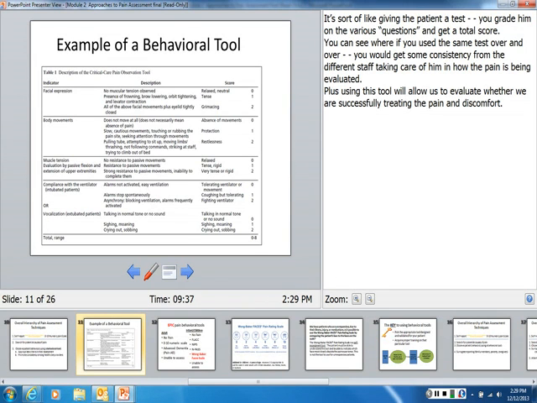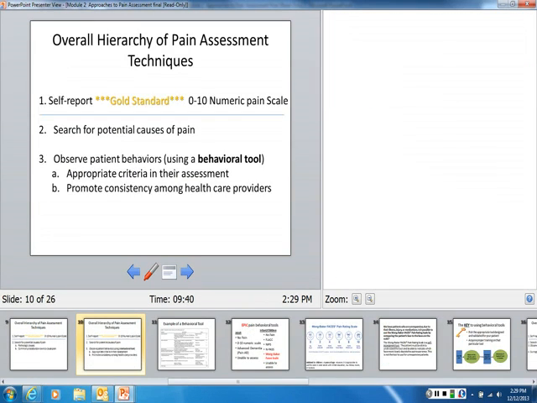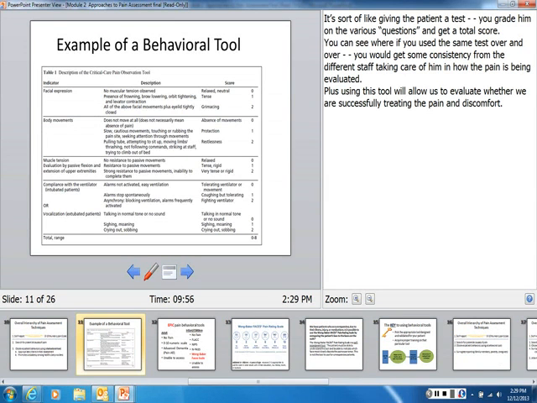You can see where if you use the same test over and over, even if different staff are on, they will use the same test. So it promotes consistency among different healthcare providers in using the same tool. You're all assessing the pain the same way. Plus, using this tool allows us to evaluate whether or not we are successfully treating the pain and discomfort. So you use the tool not only to assess whether there is pain, but after you do your intervention, you use the same behavioral tool to follow up and see if things have improved.